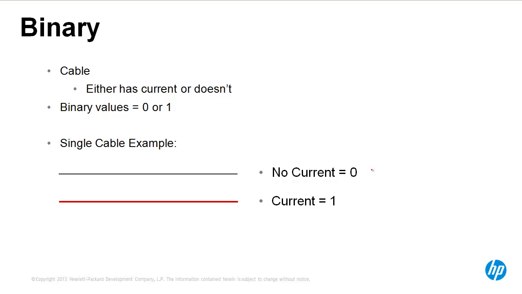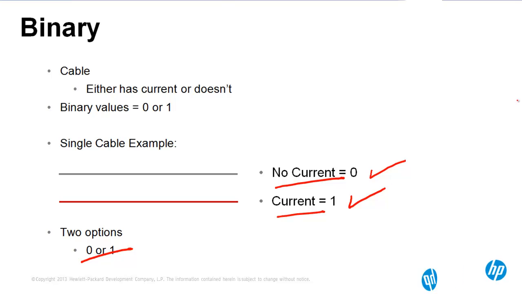So a single cable, when there's no current, equates to a 0, and when there's current, it equates to a 1. This cable can be in one of two states. It can have current or not have current, and that gives us two combinations or two options, either a 0 or a 1. 0 meaning no current, 1 meaning current.